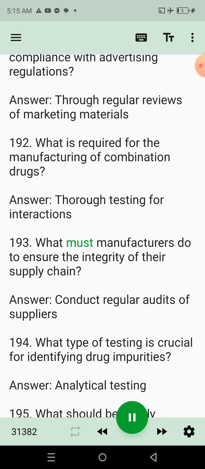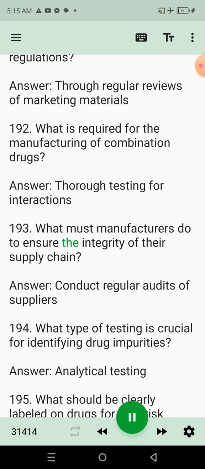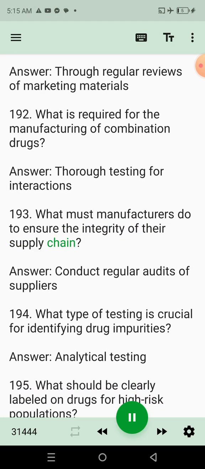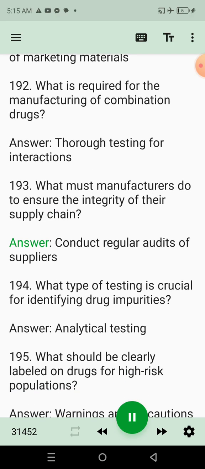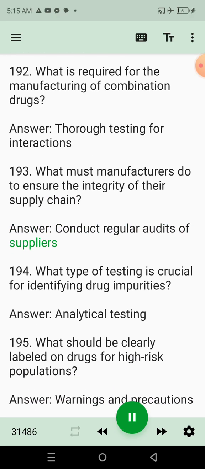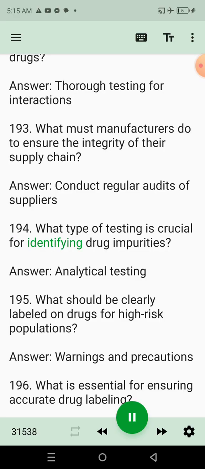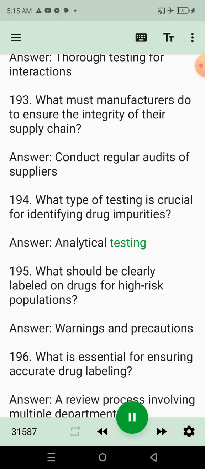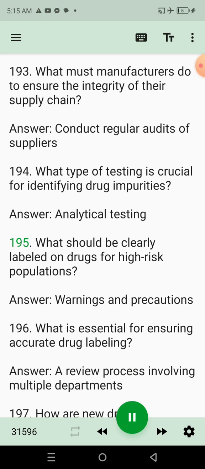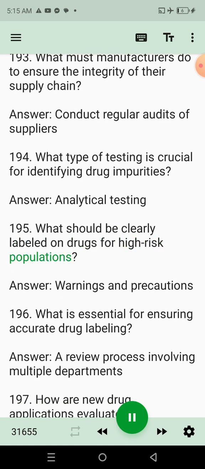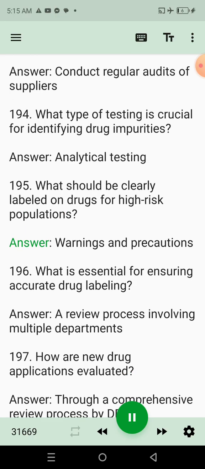193. What must manufacturers do to ensure the integrity of their supply chain? Answer: conduct regular audits of suppliers. 194. What type of testing is crucial for identifying drug impurities? Answer: analytical testing. 195. What should be clearly labeled on drugs for high-risk populations? Answer: warnings and precautions.